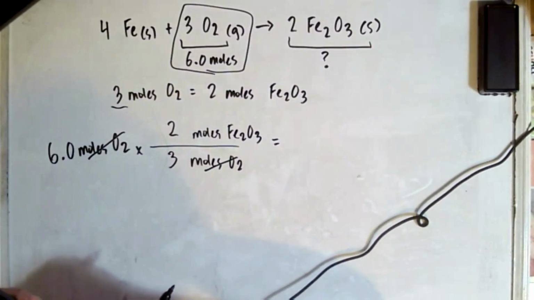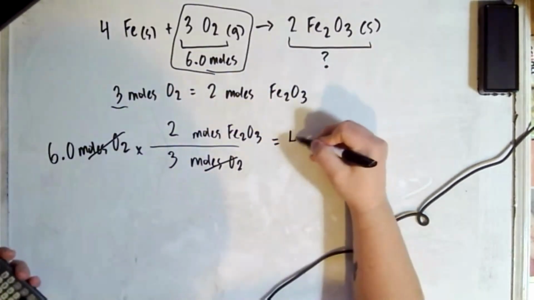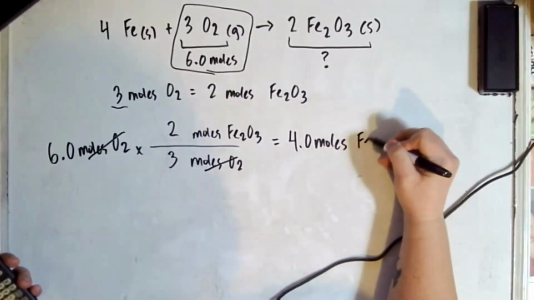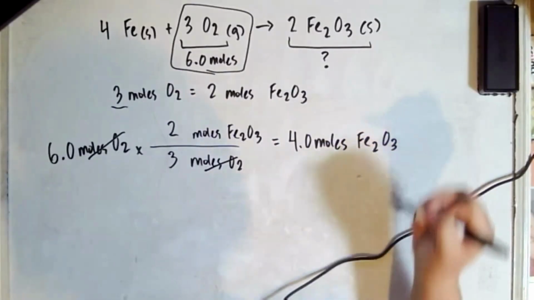6 times 2 divided by 3. And we end up with 4 moles of Fe2O3.